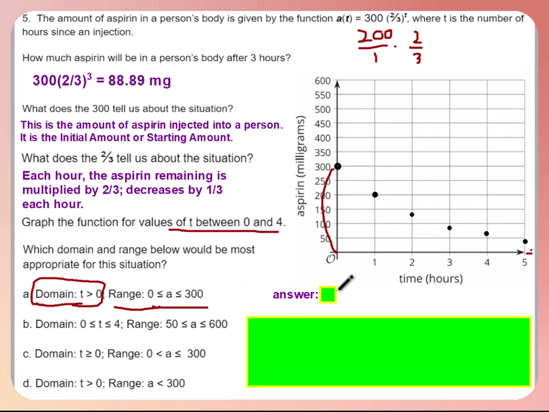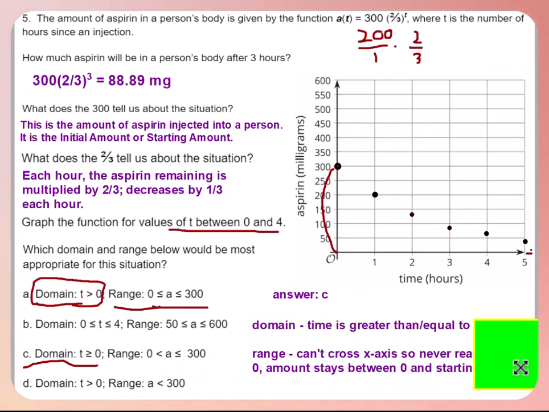Okay, now I chose A, but the answer is C. Simply because this says greater than, and this says greater than or equal to. Now we can equal to 0. So just be careful that you don't make the mistake that I made, and rush. Choose C.